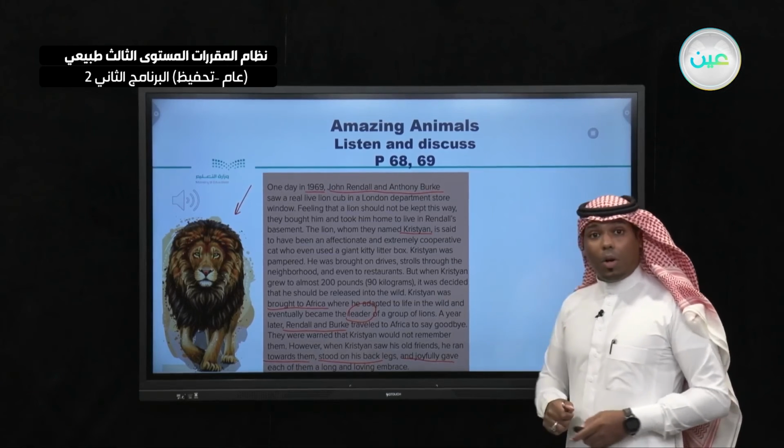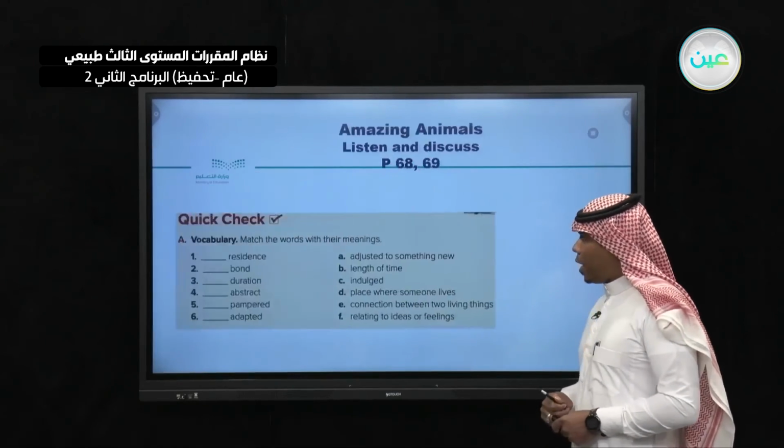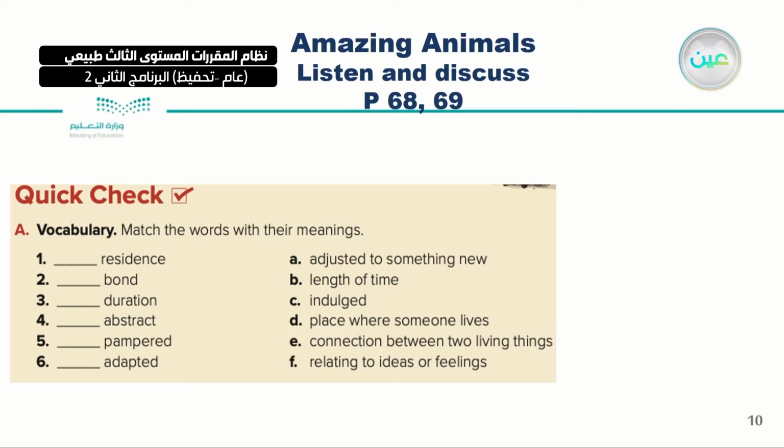Now let's go to the quick check. I want you to answer these questions, to match the words with their meanings. Let's start with vocabulary. A, match the words with their meanings. Number 1, residence. We talked about this. Humphrey, do you remember Humphrey? Very good. Number 2, bond. 3, duration. Number 4, abstract. 5, pampered. And 6, adapted.